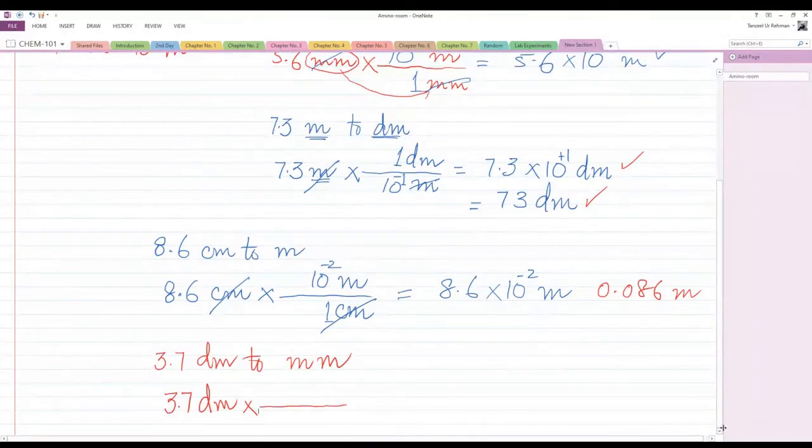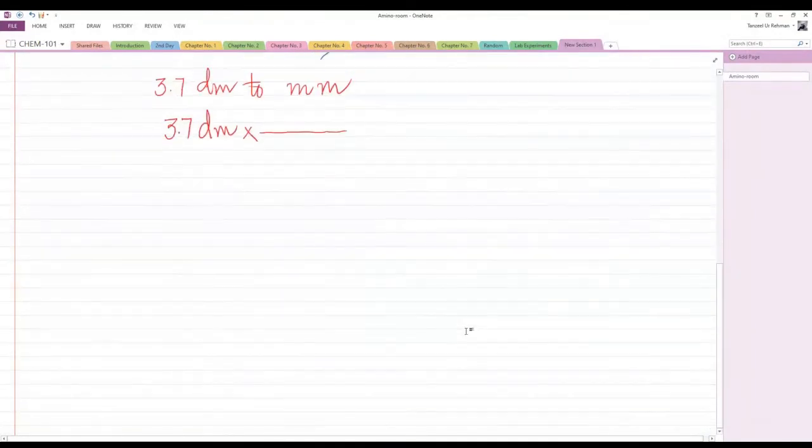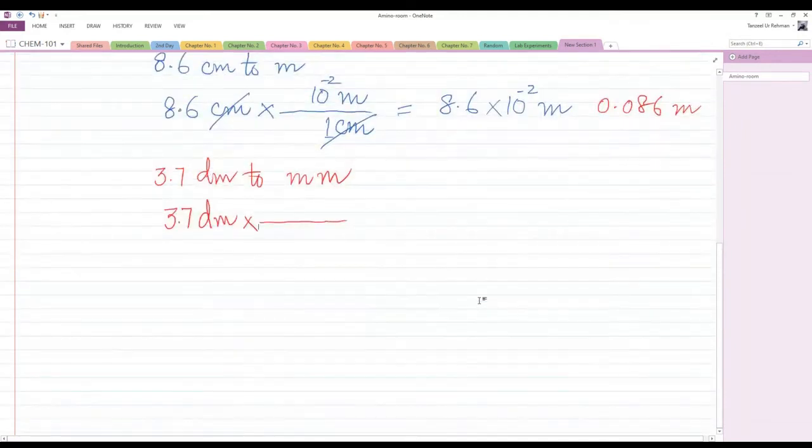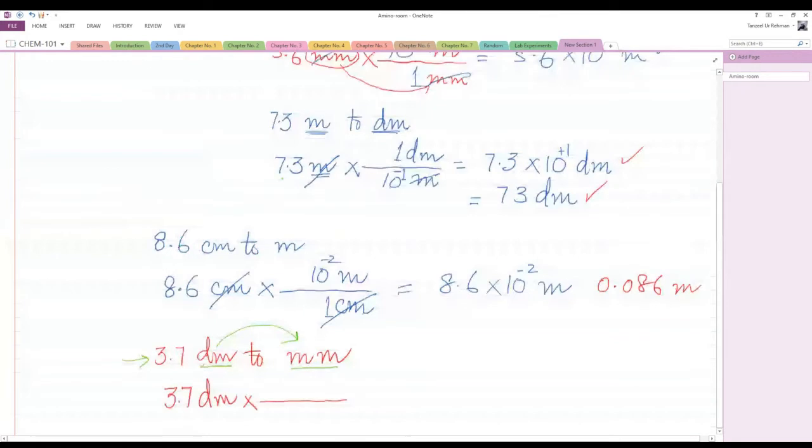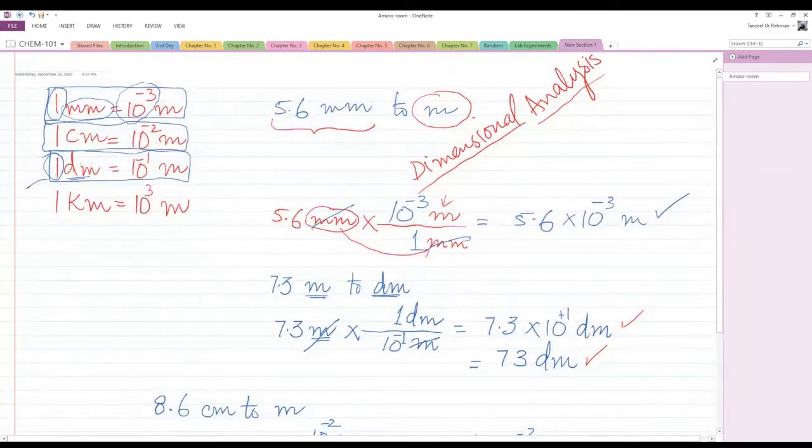Teacher, why do we change decimeter and we don't change millimeter? Because I am saying convert decimeter to millimeter. So how will you change? First you will change decimeter to meter and then meter to millimeter. Okay, thank you. Welcome.